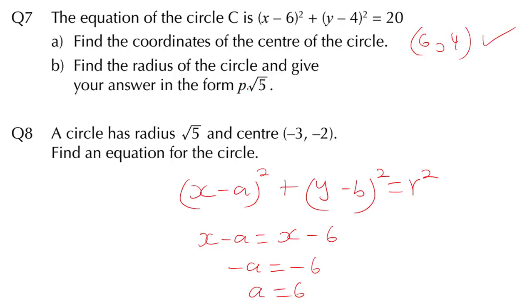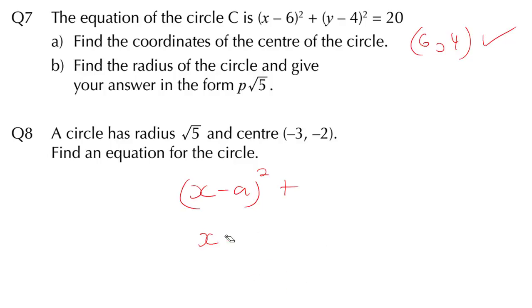Now, find the radius of the circle and give your answer in the form p root 5. Now, if I square the radius of the circle, I would get 20. It means that if I square root 20, I get the radius. Let's see how to do that step by step. If you square the radius, you get 20. So 20 is not the radius, 20 is r squared.